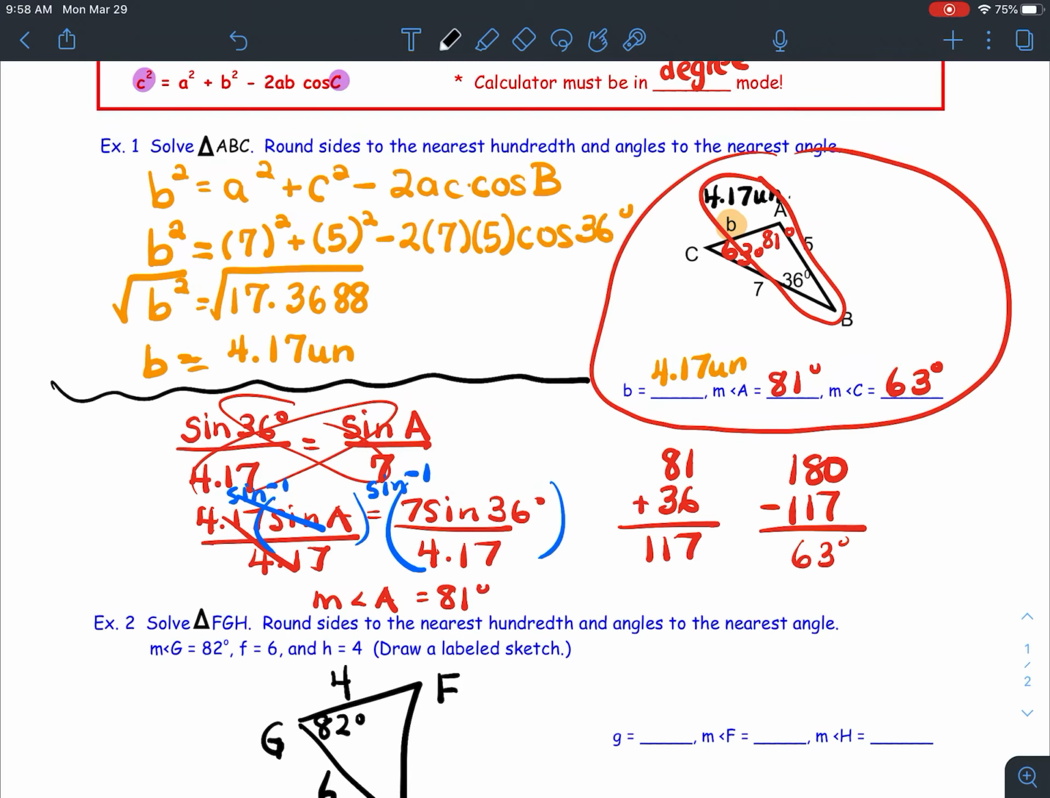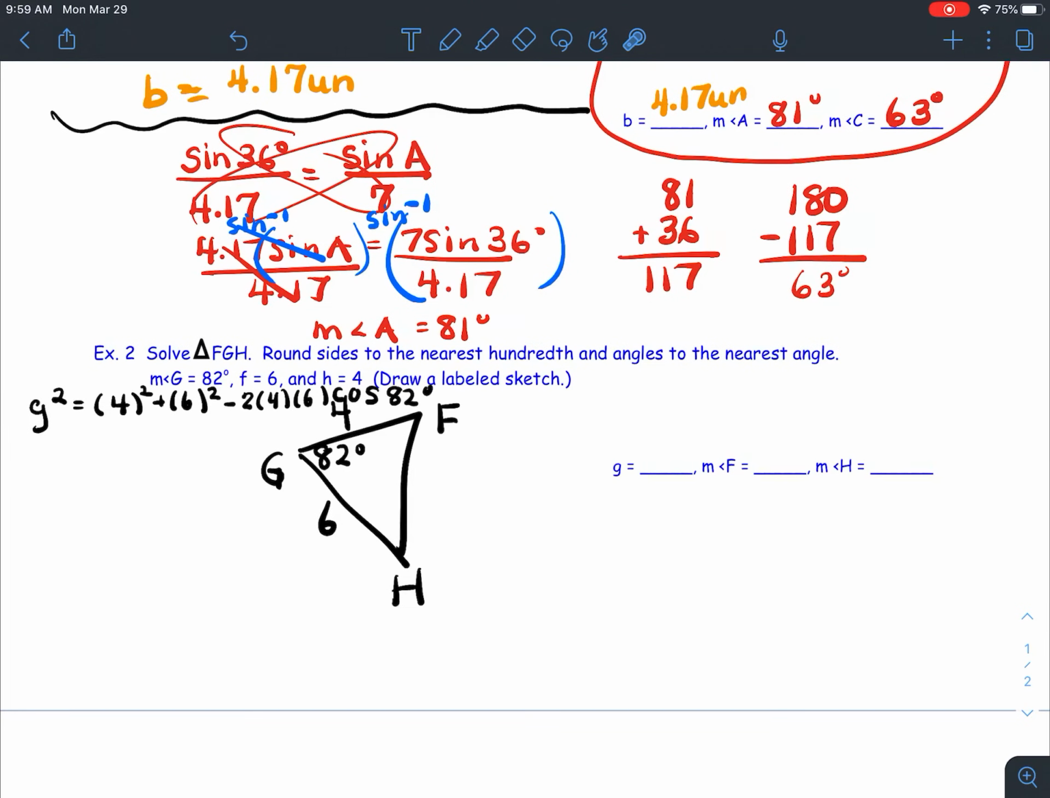Okay, so I'm going to be setting up G squared equals, okay, my other two sides are 4, so I'm going to square that, and 6, I'm going to square that, minus 2 times 4 times 6, and then cosine angle G, that would be the 82 degrees there. Okay, same thing as the problem before. You should be able to type this entire right side into your calculator. Just keep in mind that that answer is G squared, not G.